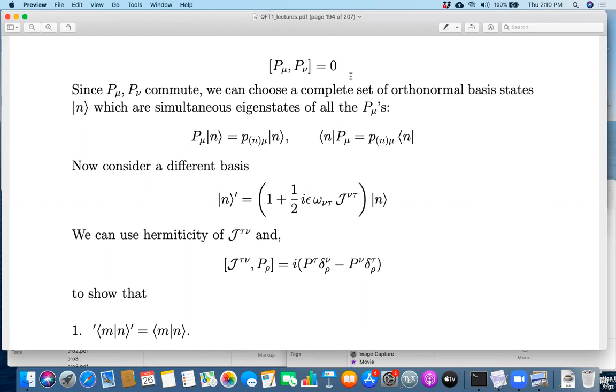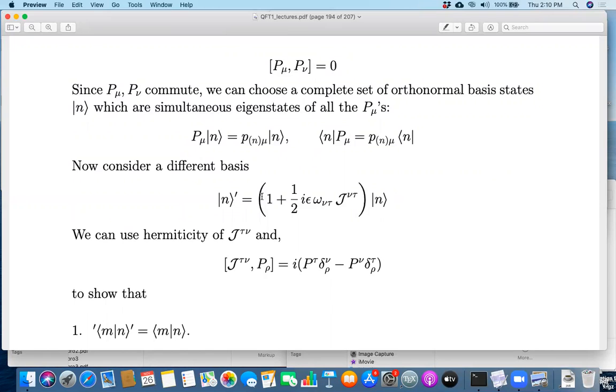Okay. So you can choose a complete set of orthonormal basis states n, which are simultaneous eigenstates of all the p mu's, right? So we'll write p mu on n as p n mu on n. Now we can consider a different basis, which I'll call n prime, which I have defined here: 1 plus a half i epsilon omega nu tau j nu tau times n.